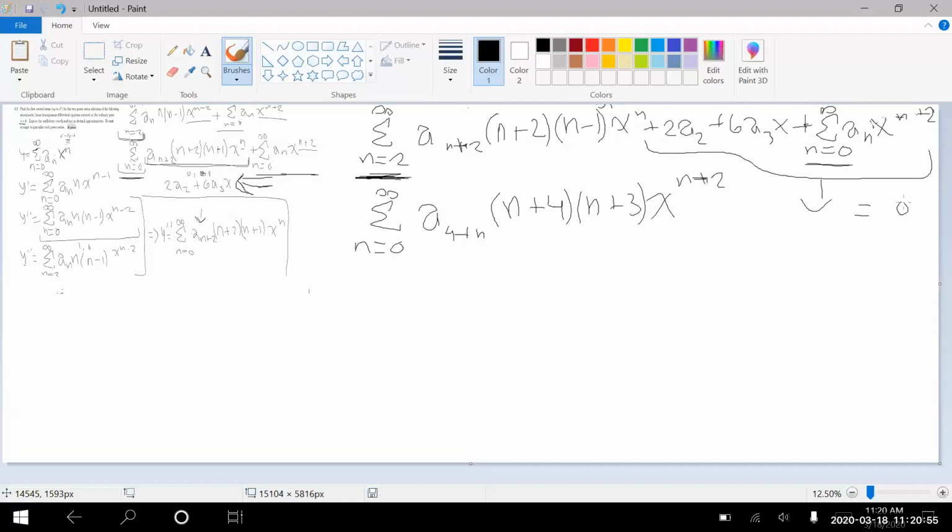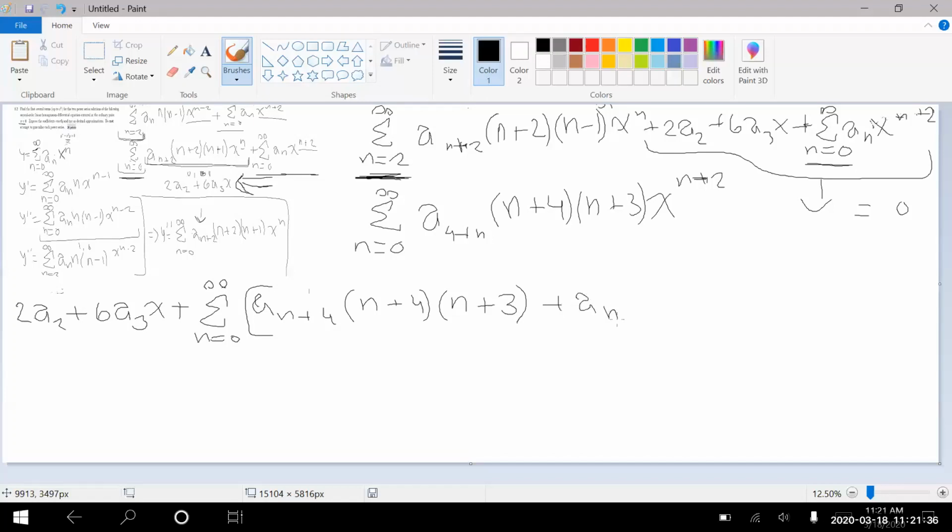We can finally combine our summations. So we have 2a2 plus 6a3 with 1x power, and then plus the summation of n beginning at 0 to infinity of a sub n plus 4, n plus 4, n plus 3, plus a sub n.